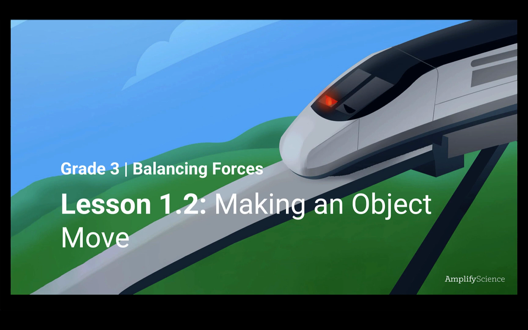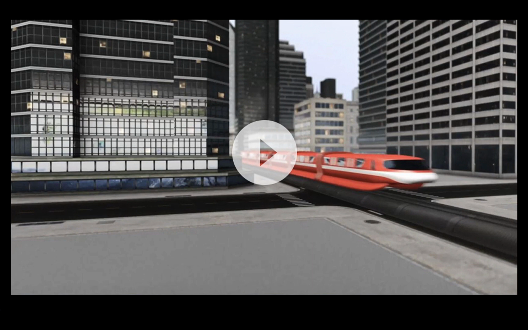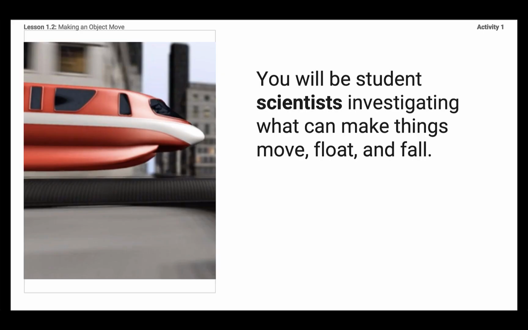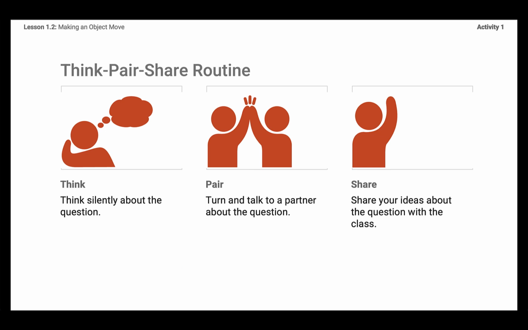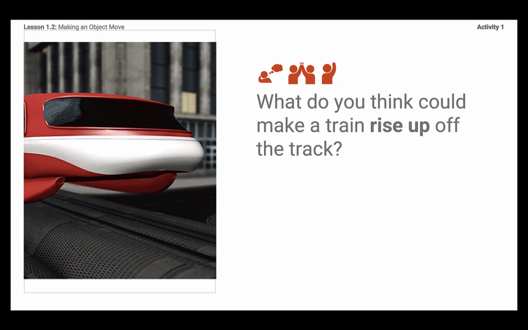So welcome students, we're going to start lesson 1.2, making an object move, and we're going to do that by discussing some initial ideas about our floating train. Students are going to watch the floating train video and start coming up with their own ideas. We're going to talk about how scientists investigate how things move, float, and fall, and we're introducing that think, pair, share routine. We're going to think about the question, pair up, talk about it, and then share it out. What do you think could make the train rise off the track?